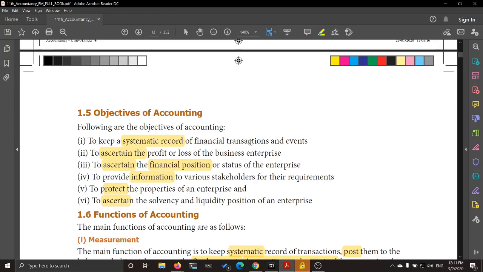Systematic record of financial transactions and events. What are they saying? A record must be maintained. But how should the record be maintained? It must be systematic. Next one, to ascertain. I've already told you previously what the term ascertain means. Ascertain is to make sure, that is, you confirm whether it is profit or loss. A business enterprise can have profit or loss. So we should know whether that year brought profit or loss. So you prepare the accounts to ascertain profit or loss.